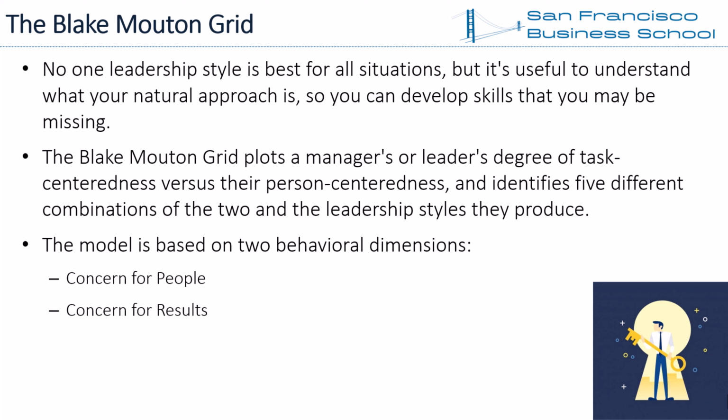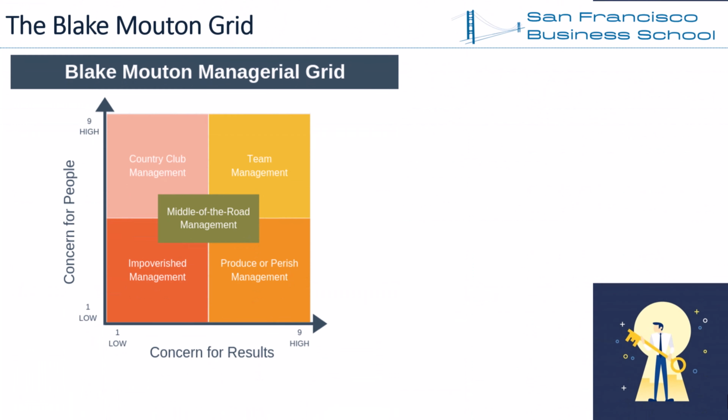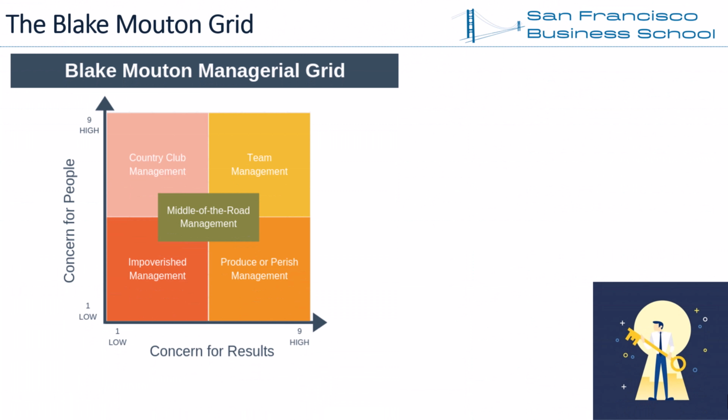And concern for results. This is the degree to which a leader emphasizes concrete objectives, organizational efficiency, and high productivity when deciding how best to accomplish a task. Blake and Mouton defined 5 leadership styles based on these, as illustrated in the diagram. Let's take a look at the 5 leadership styles in detail.